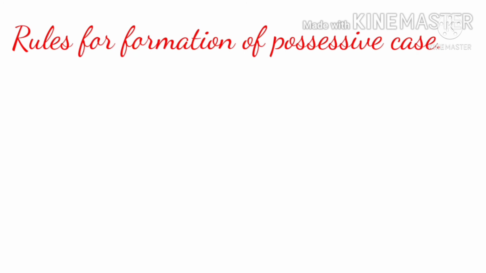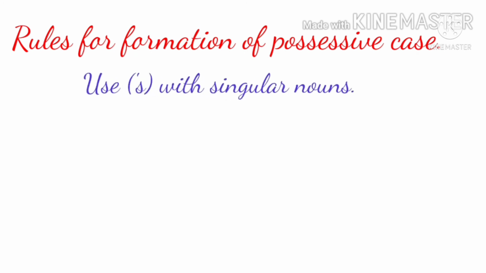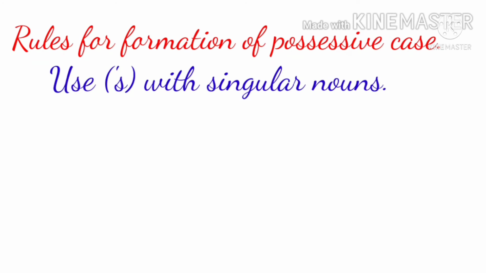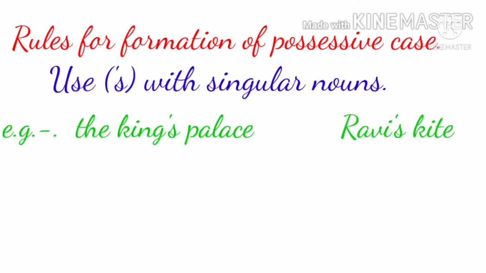Now let's learn the rules for formation of the possessive case. We use apostrophe and s with singular nouns. The possessive case of a singular noun is formed by adding apostrophe and s. For example, the king's palace. Here king is the singular word, and to show the belonging of the king, we put apostrophe and s. So it will become the king's palace.